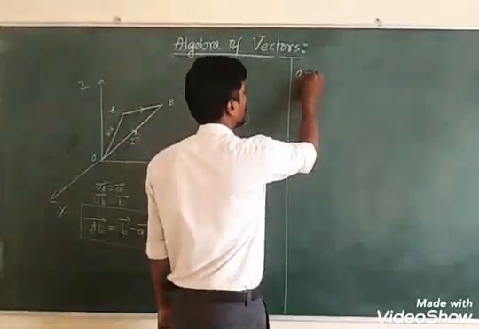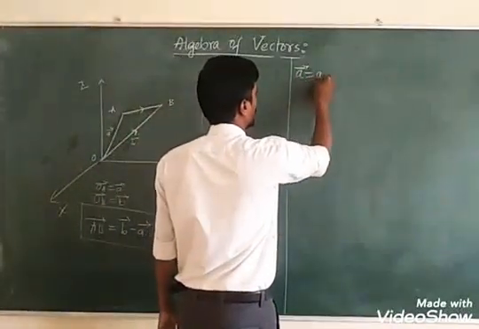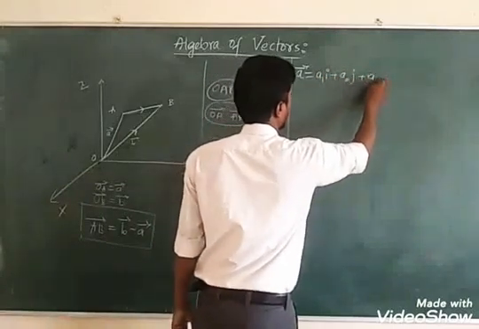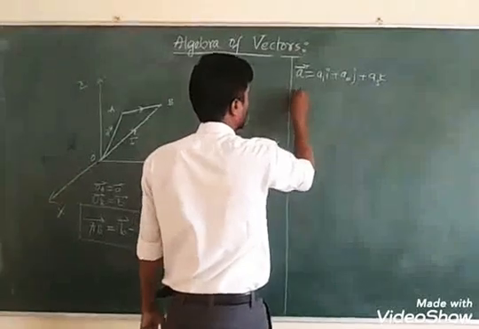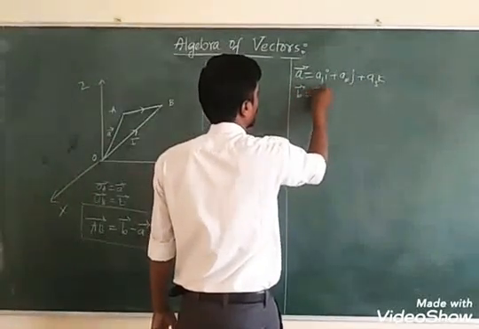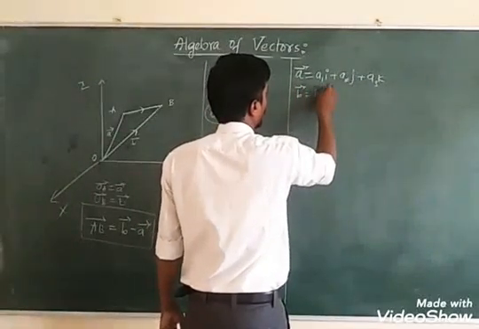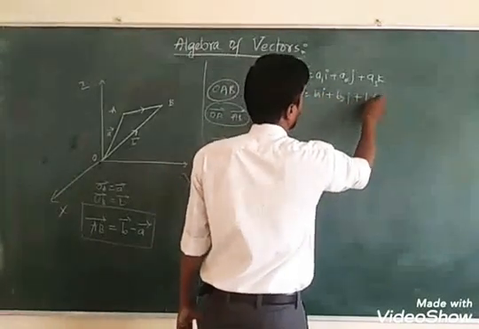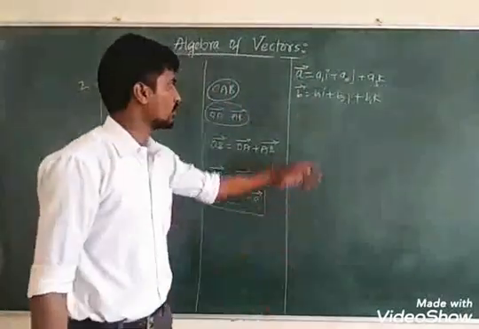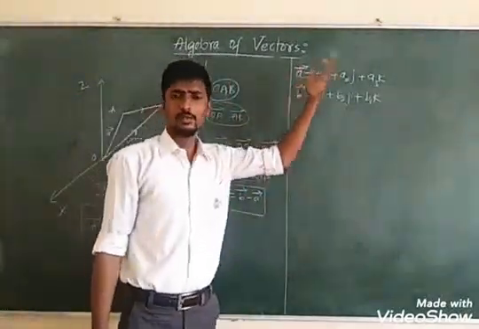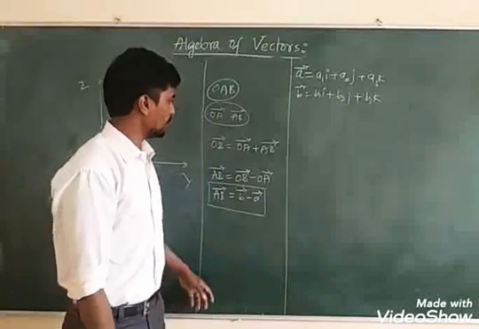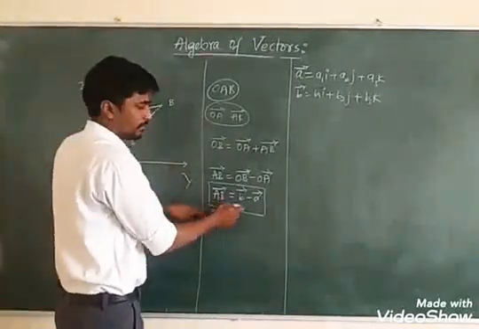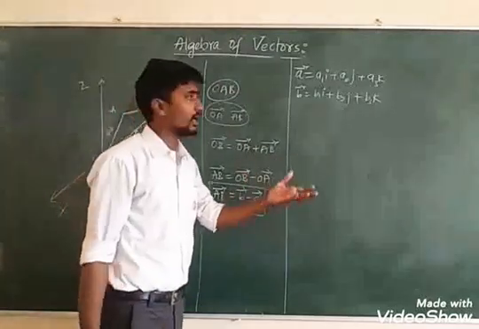Suppose I consider vector A. Vector A is equal to A1 i plus A2 j plus A3 k, and vector B is B1 i plus B2 j plus B3 k. So this is the representation of the vector in terms of vector components. Okay. Now what happens? How will we write this AB? AB is equal to B minus A. Otherwise, I will discuss some addition property.